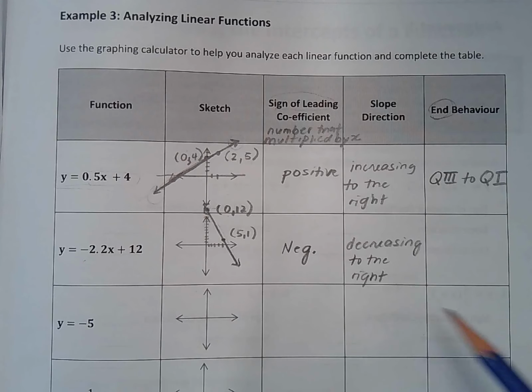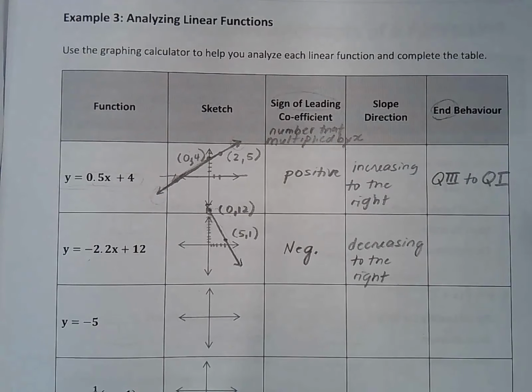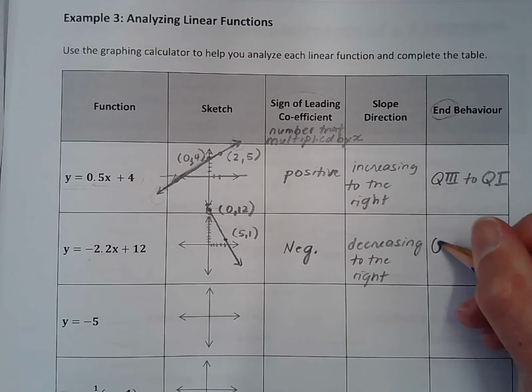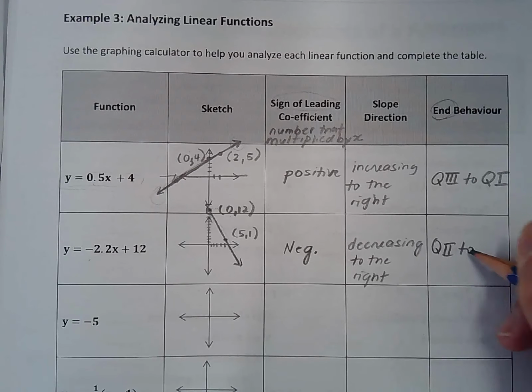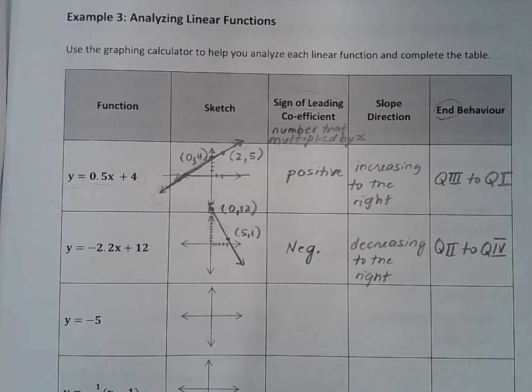Okay. What's the end behavior? Quadrant 2 to quadrant 4. Okay, quadrant 2 to 4. If I extend this a bit more, where is it gonna be? Quadrant 2 to quadrant 4. Yeah, quadrant 4. Good.